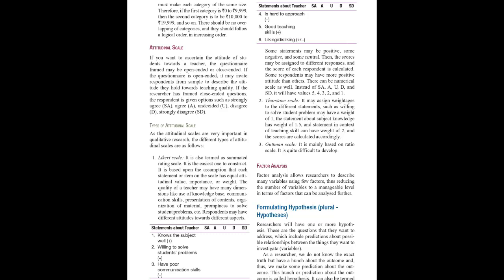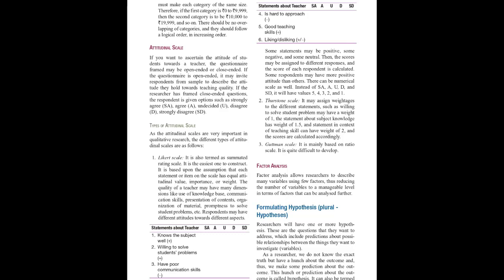2. Thurstone scale. It may assign weightages to the different statements, such as willing to solve student problems may have a weight of 1. The statement about subject knowledge has a weight of 1.5, and a statement in context of teaching skill can have a weight of 2, and the scores are calculated accordingly. 3. Guttman scale. It is mainly based on ratio scale. It is quite difficult to develop.